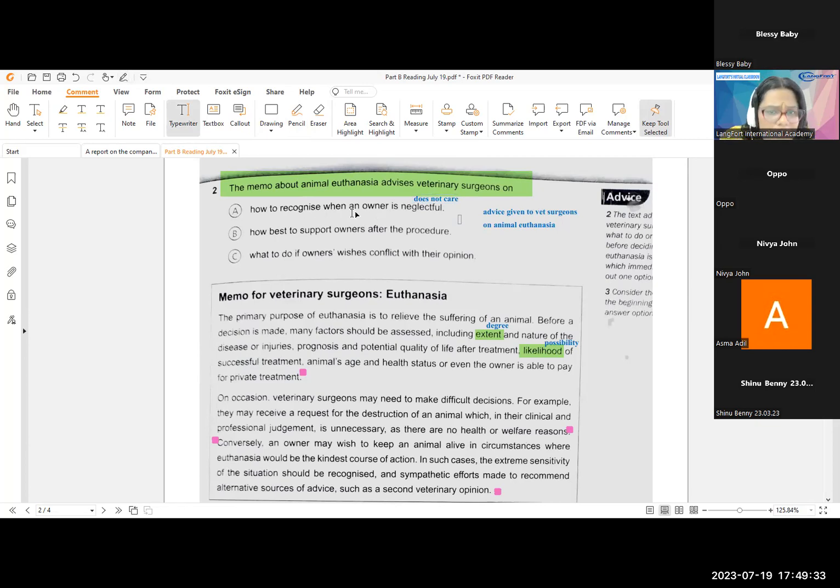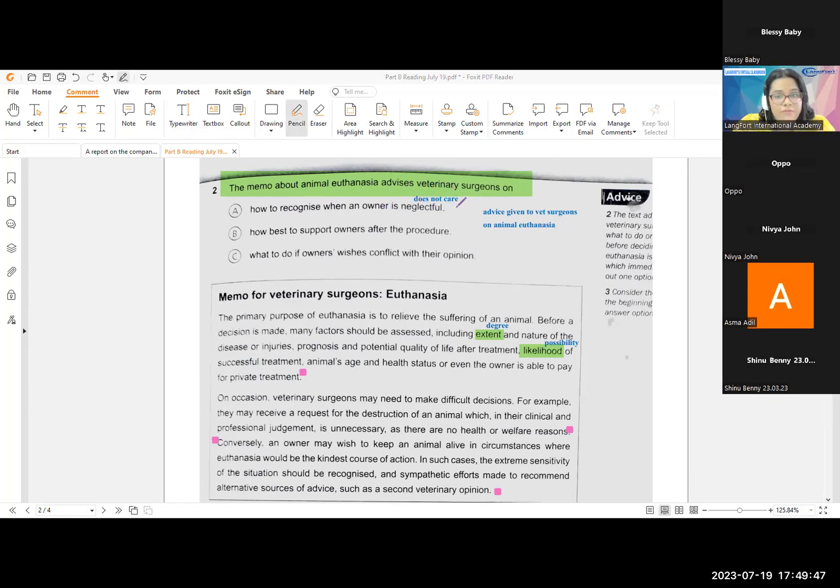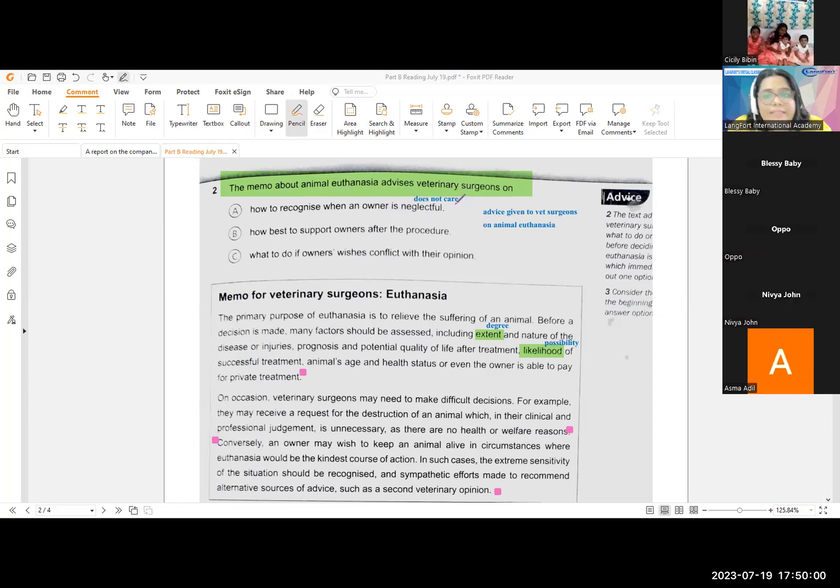So have they talked in the memo, have they mentioned anywhere, that the memo is advising veterinary surgeons on how to recognize, identify when the owner of an animal is neglectful, is not taking care of that animal? Is that the advice being given to the veterinary surgeons? What do you guys think? Come on, tell me. No.